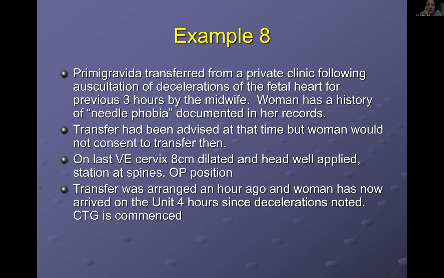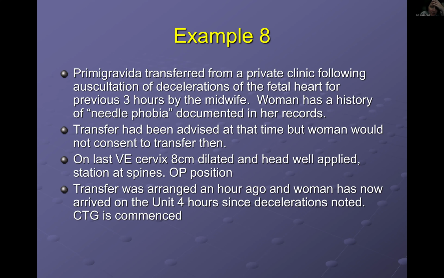But in this case, she was referred because during auscultation, there were decelerations. And those decelerations had been going on for 3 hours. Not good. The reason they were delaying in getting her to hospital is that the woman was very afraid of needles, very afraid of intervention. She wanted to have a normal delivery, and she had been trying to deliver without needing to go to hospital. However, eventually she consented to be transported to hospital by ambulance.